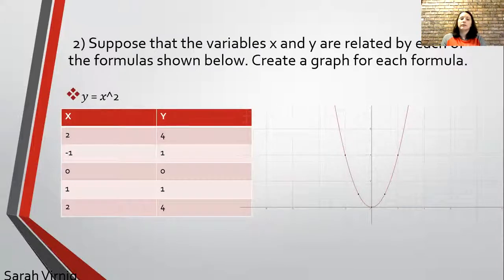For this one, again, we just put any number in for x, and we're going to square it. 2 squared is 4, so we put 4 as y. When we put a value in for x, that's what gives us our y term. So negative 1 is 1, 0 is 0, 1 is 1, and 2 is 4. And then I just graphed it again, and you can see the graph.